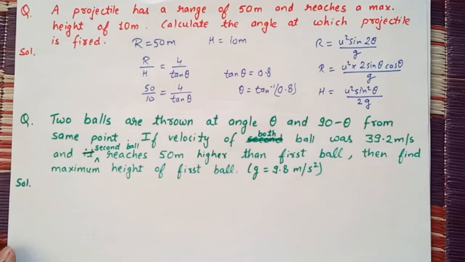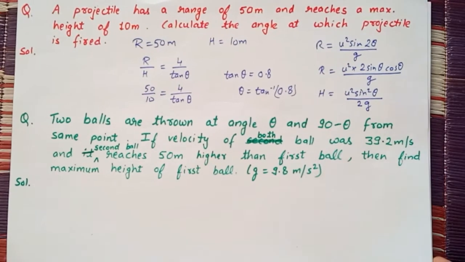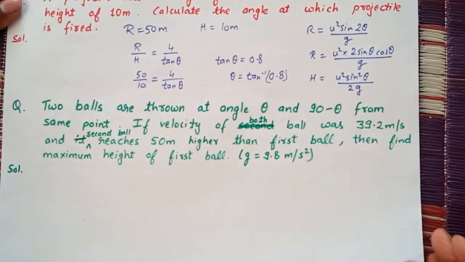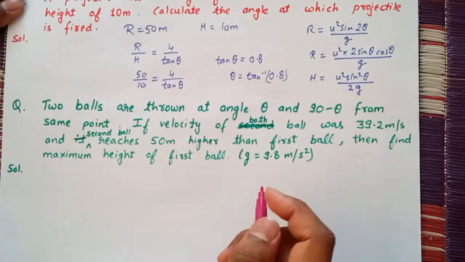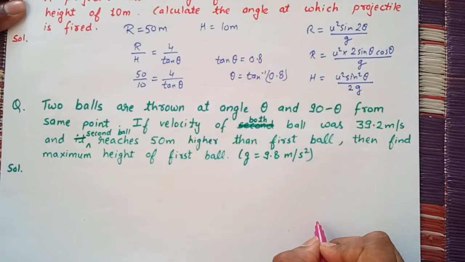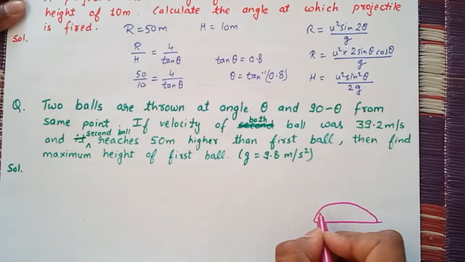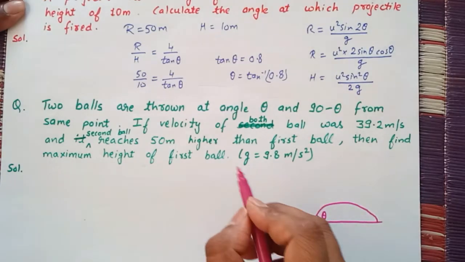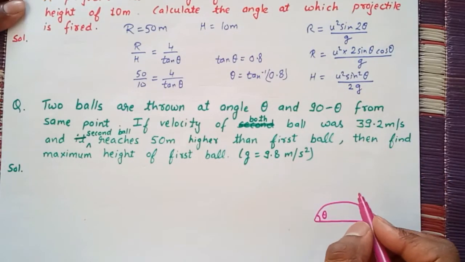Okay, now next question. Two balls are thrown at angle theta and 90 minus theta from the same point. If the velocity of both balls was 39.2 meter per second and the second ball reaches 50 meter higher than the first ball, then find the maximum height of the first ball. The question is saying that there are two balls. The first ball is thrown at angle theta, this angle is theta, and the second ball is thrown at 90 minus theta.